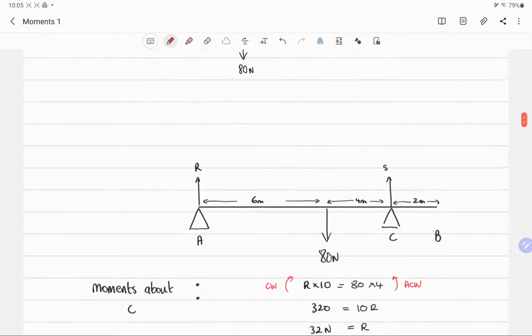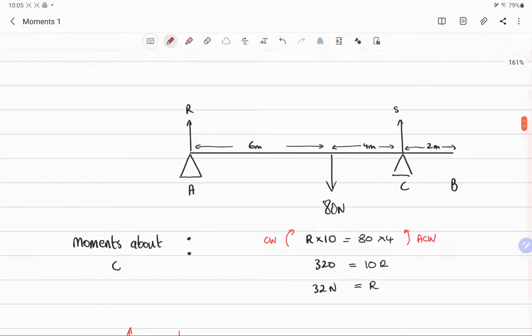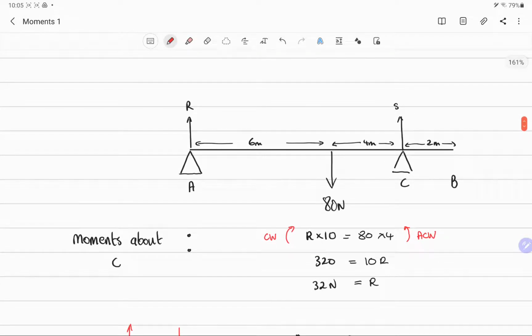So I have something already drawn here. What I've decided to do is take the moments around C this time. So I'm focusing on these two forces and the distance from C. So I'm going to look at the clockwise forces first. So the clockwise forces acting around C, that's going to be our R.